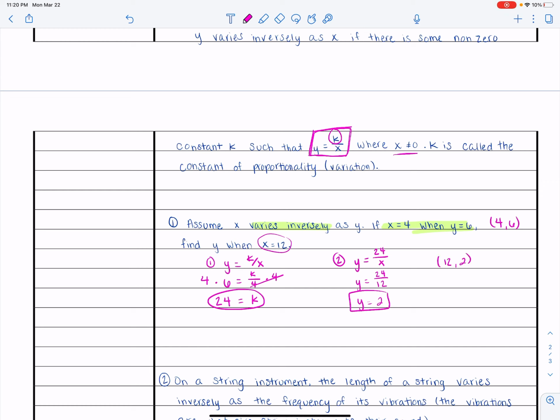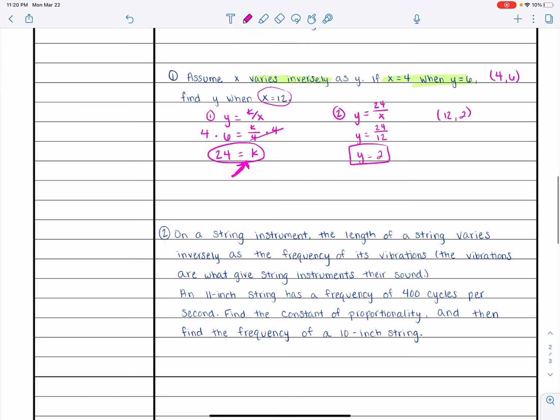So we just found the pair for when x is 12. So again, you're finding k so that you're finding the pattern or the constant or the proportion, and then you use that same proportion to find any other point in the problem.